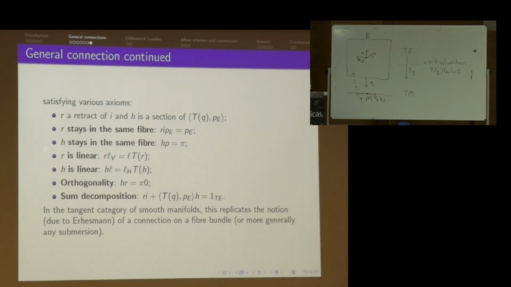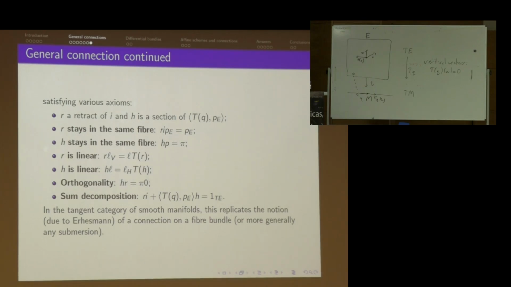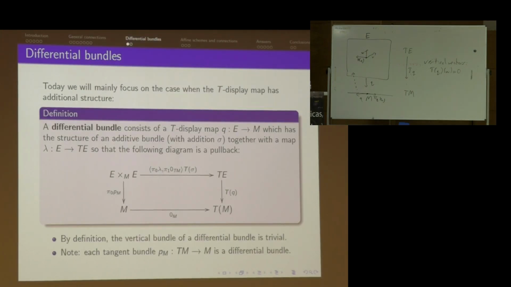One is orthogonality: if you lift up with the horizontal vector, it should have no vertical component. So this, in Cartesian differential manifolds, exactly represents Ehresmann's notion of a connection on a fiber bundle. Actually, his definition worked on any submersion, but since then everybody talks about connections on fiber bundles, though you don't really need the extra substance of a fiber bundle. It turns out that just any submersion is fine. So that's what a general connection is going to look like. But I'm going to mainly focus on one particular kind of bundle you could have in a tangent category.